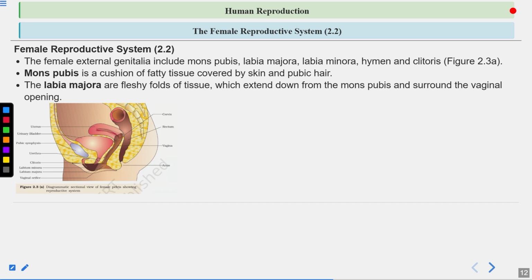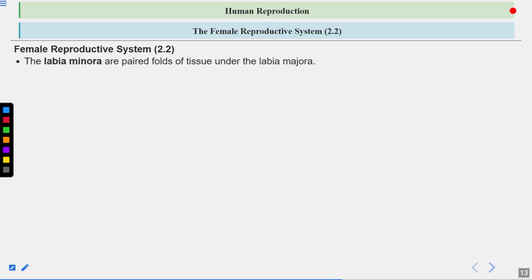Here again, you can see different parts of the female reproductive system. Here they have shown you labia majora and labia minora. Clitoris they have shown you. Now labia minora is a paired fold of skin under the labia majora. So labia majora was under the mons pubis and labia minora is a paired fold of tissue under the labia majora.